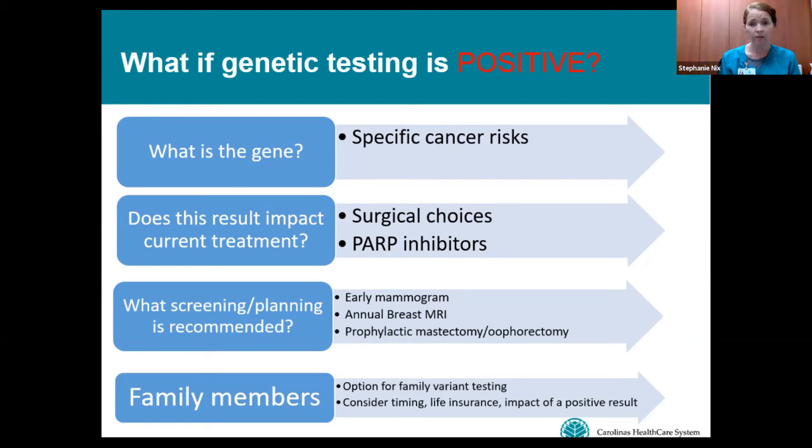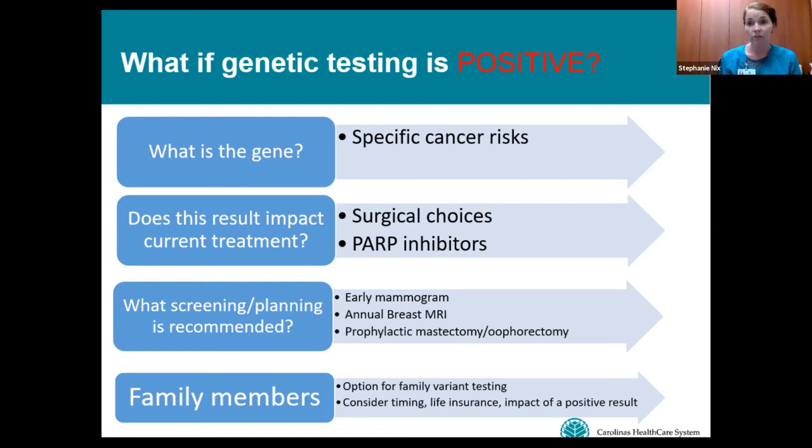Some people may want to consider whether they'd like to get life insurance before they do genetic testing. Life insurance can take into account any kind of medical fact about yourself, and they do ask about family history often.